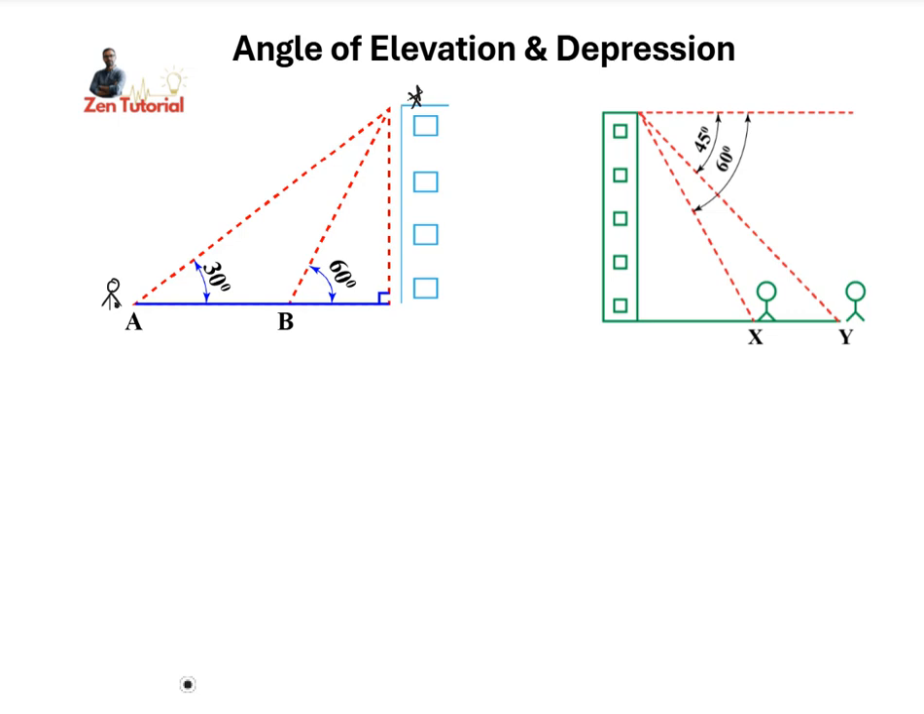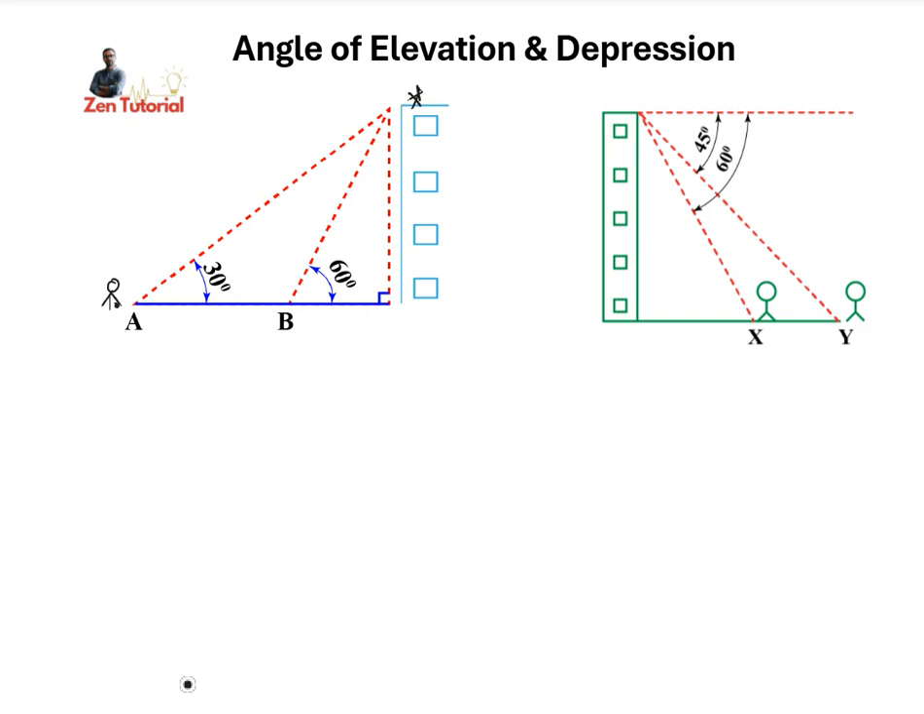So, if AB is the horizontal line, the angle between the horizontal line and the line of sight joining an observation point to an elevated object is called the elevation angle. So here are two elevation angles. One is 30-degree, another one is 60-degree.